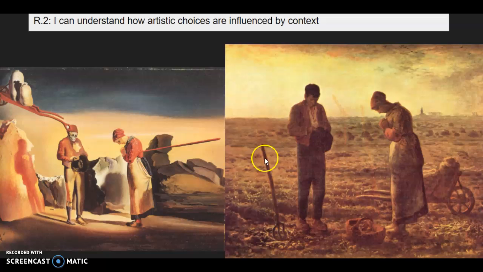You can see the same pitchfork is right there. This thingy is right there. The man is now dead, but he's still there. You know, there's a lot of very close similarities. So what context, which of those 5 options is going to influence Dali to create a recreation, an altered recreation of this famous artwork?